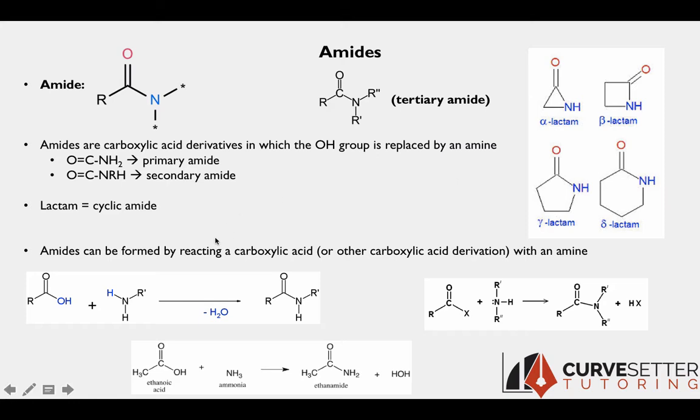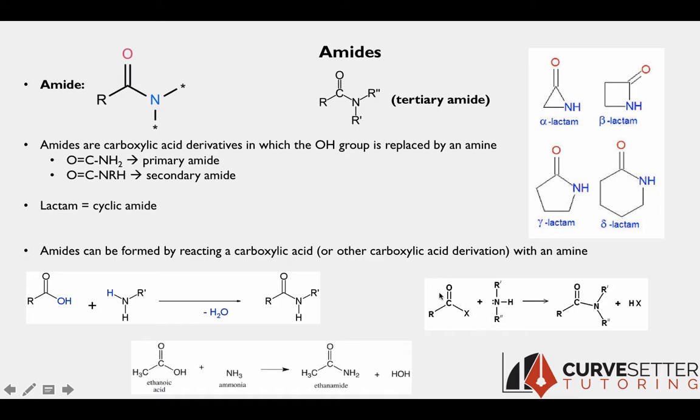And so now let's talk about how amides are formed from carboxylic acids. They can also be formed from carboxylic acid derivatives, and they're formed generally by reacting either a carboxylic acid or a carboxylic acid derivative with an amine. So here you see a carboxylic acid reacting with a primary amine, and with the removal of water, so this is a condensation reaction, we get a secondary amide. So it's bound to two R groups, so this is a secondary amide, which you get from reacting a primary amine with a carboxylic acid.